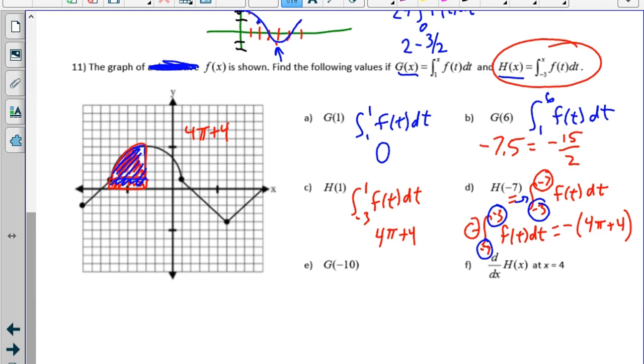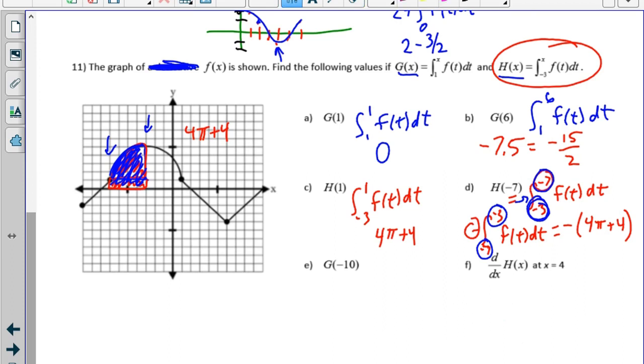So if I'm going from -3 to -7 and all of this area is positive, I should actually be going down. If this area is positive over here, then as I move from left to right, I'm moving up. But if I'm going from -3 to -7, I'm going to get a negative answer, because looking at it from right to left, I'm actually going down.